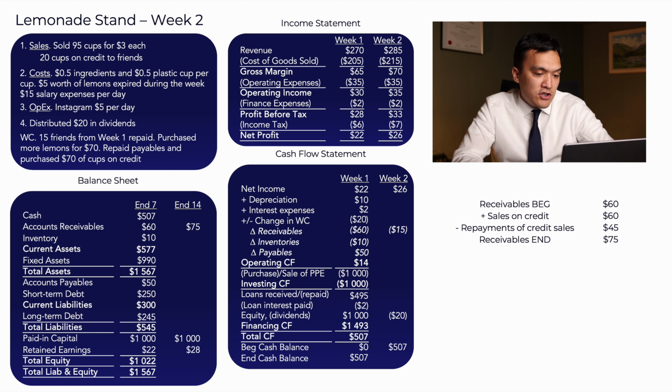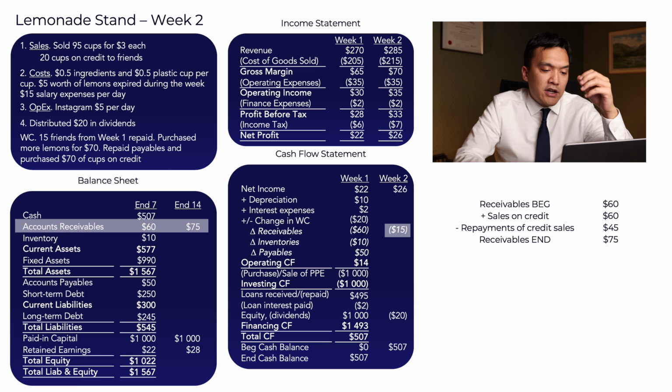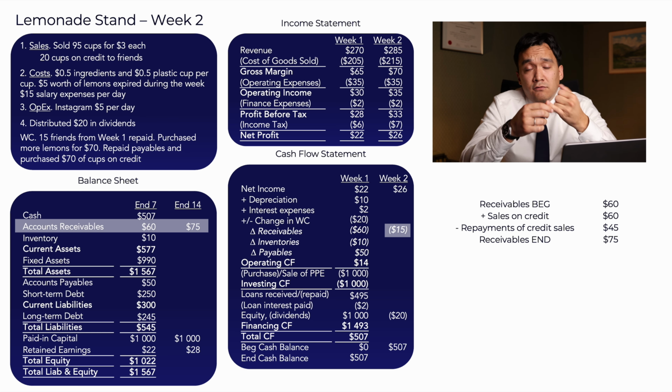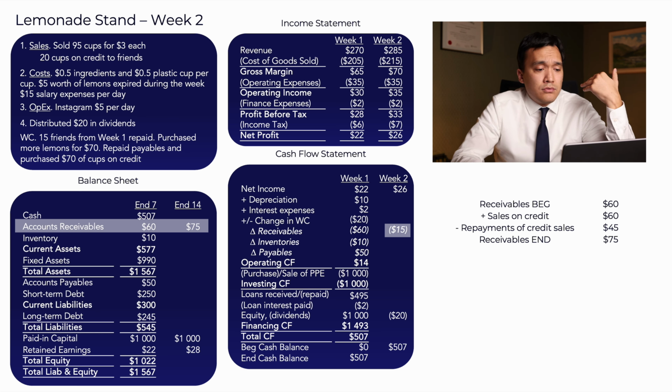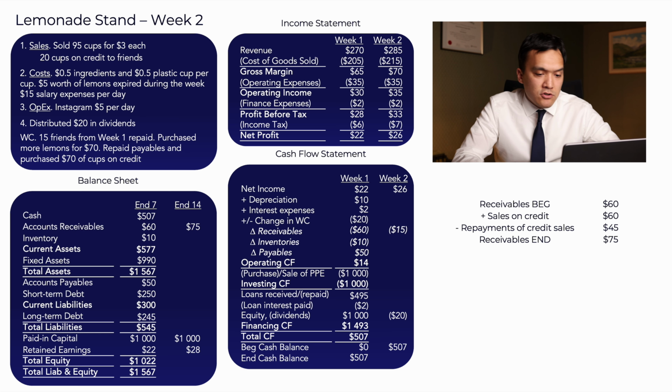And as you can see, our change of receivables of minus $15 is the change of accounts receivable balance between week 1 and week 2, $75 minus $60. But you need to be very careful because the change on the balance sheet is not always equal to the change in the cash flow statement. Because there can be forex adjustments, maybe some friends didn't actually repay us anything and we decided to write off those receivables. So you can see a difference between the balance sheet and the cash flow statement, but it is not always the same. So be careful.